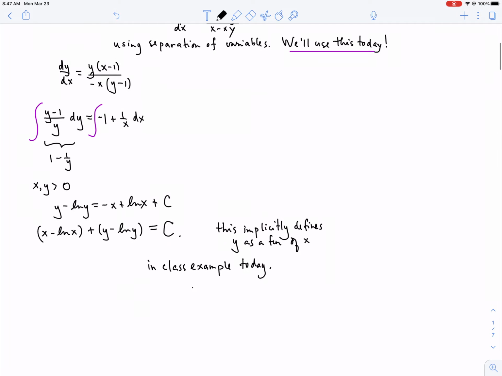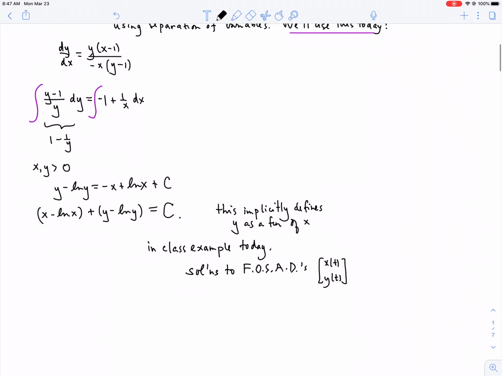the solutions to a first-order system of autonomous differential equations, x of t, y of t, will have trajectories that lie on one of these curves for some choice of the value c.